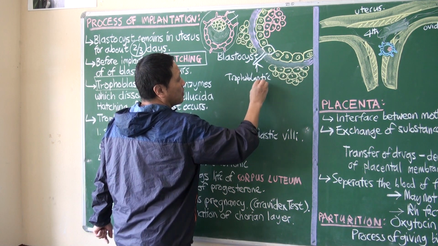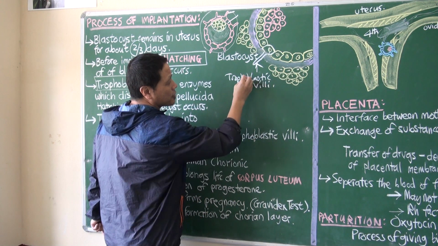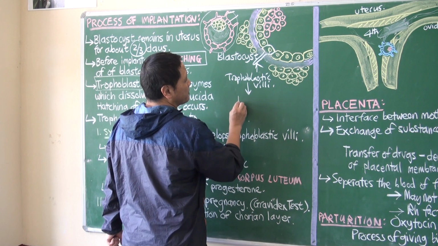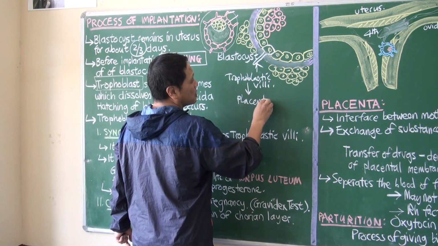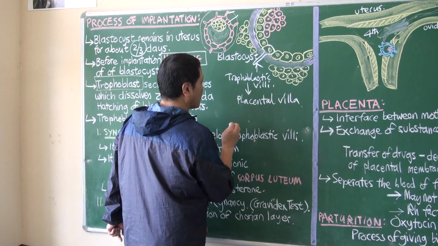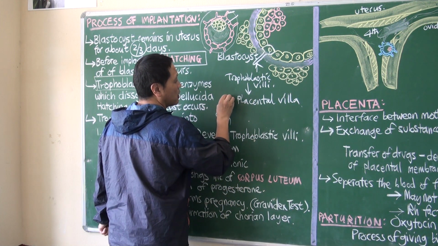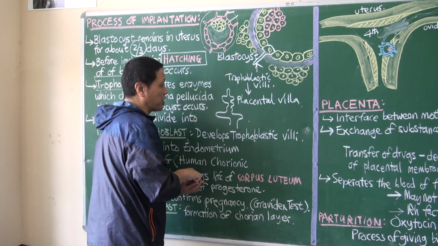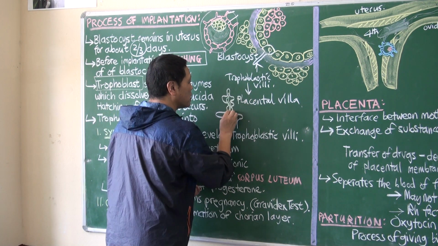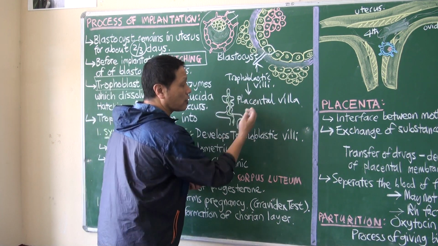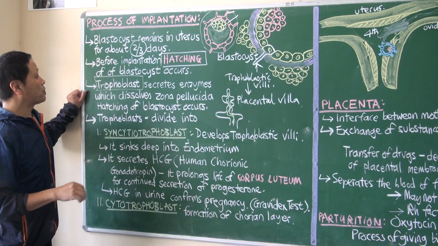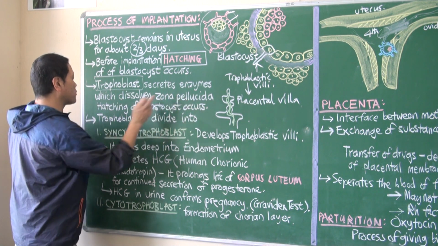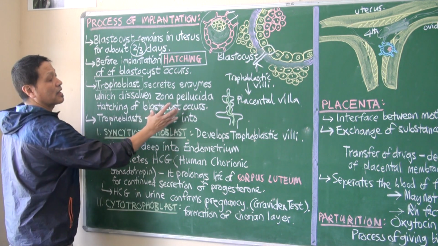Trophoblastic villi later on develop into the placental villi, which may acquire a structure like this with blood vessels in it. These blood vessels are the blood vessels of the fetus. Now the trophoblast breaks up the zona pellucida and hatches the blastocyst.